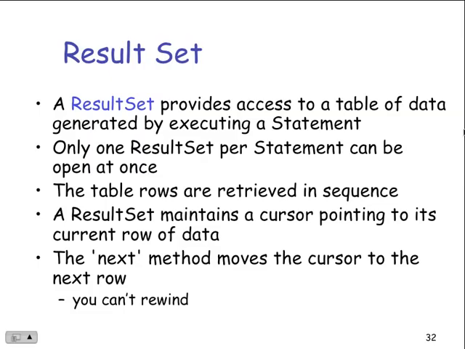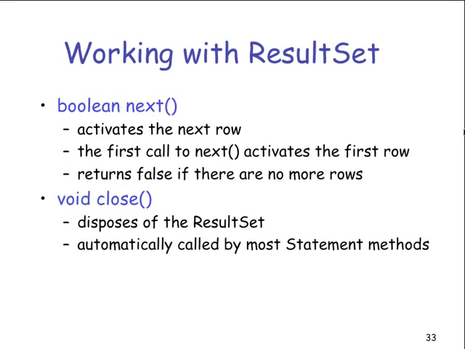All right, back to results. The table rows are retrieved in sequence, and the result set maintains a cursor pointing to the next row. So we have next: the next method moves the cursor to the next row. You can't rewind once you've used next, because next removes stuff from the cursor, though you can keep it by using other techniques. In terms of working with result sets, we have methods we can run, for example next, close, open. We're caching the result set on our local computer, the client side, traversing through the cursor information, which is basically the result set, to see what's in there and then populate it on a screen or do something with it, which is why we work with it that way.